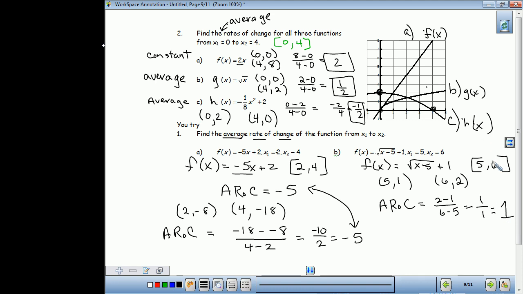Now, if I picked a different interval, will this be the same on this one? No. On A, if I picked a different interval, will this be the same? Yes. Because this is linear, therefore it's a constant rate of change. No matter what interval I pick, it's negative 5. This is not linear. It's actually a square root function. So it won't be a function because it's a square root.